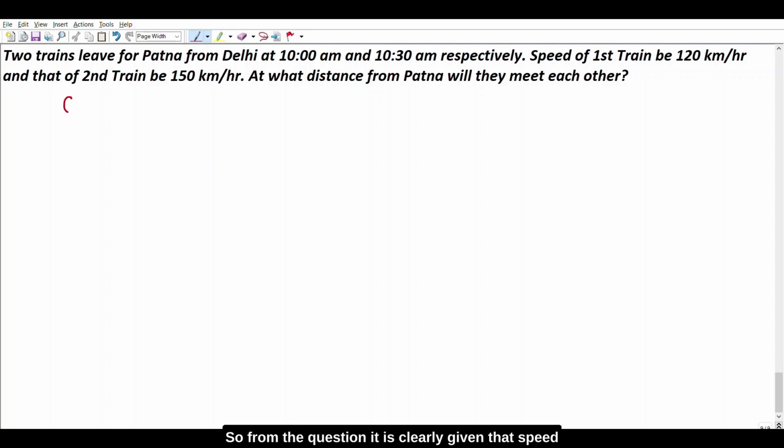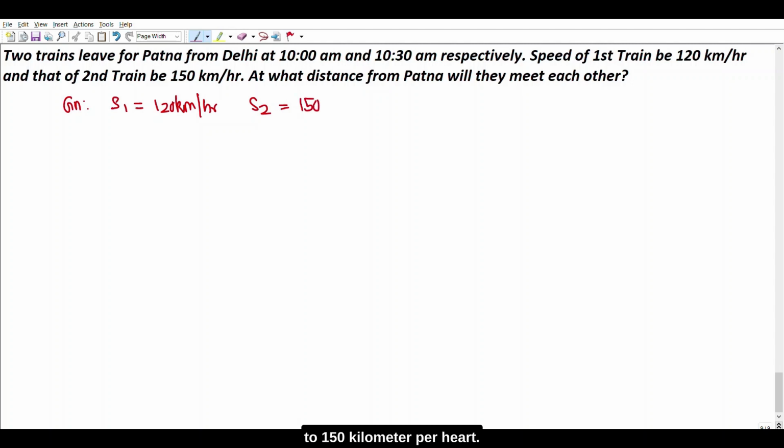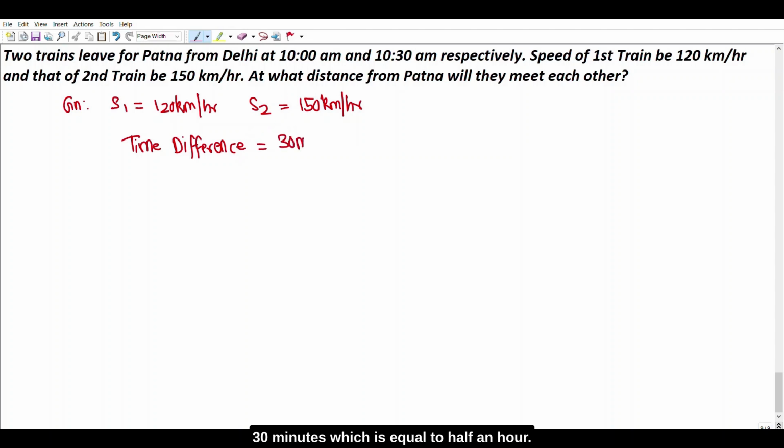So from the question, it is clearly given that speed of first train is equal to 120 km per hour. Speed of second train is equal to 150 km per hour. It is also given that the time difference between the starting of train A and train B is equal to 30 minutes, which is equal to half an hour. Thus, we are asked to calculate the distance from Patna at which the trains meet each other.